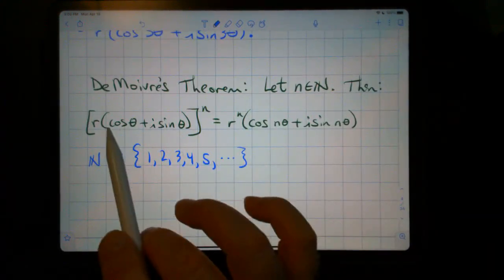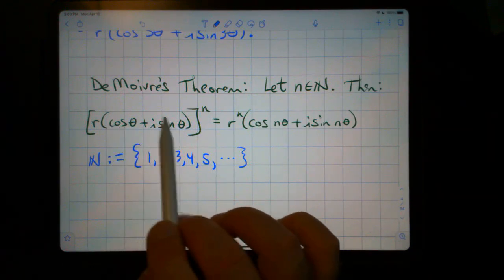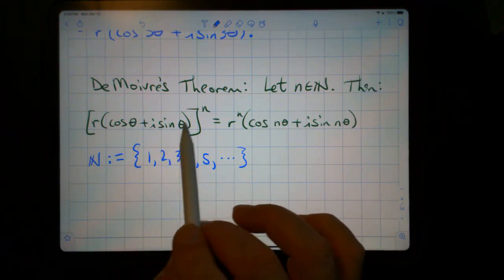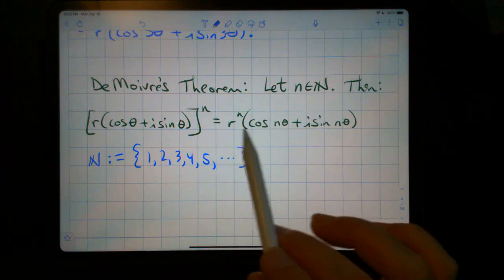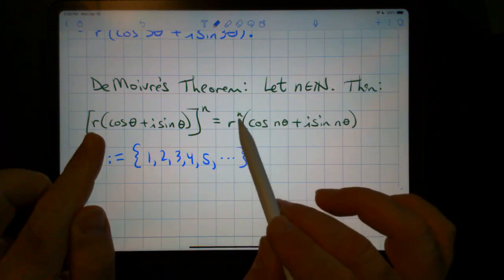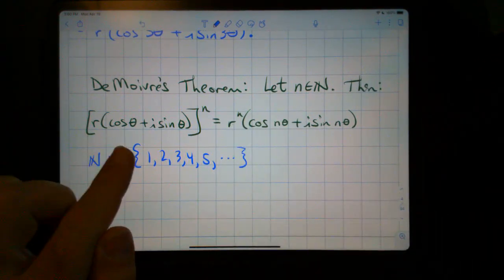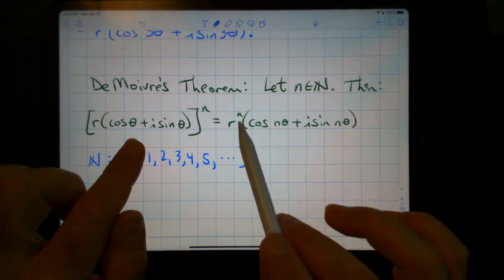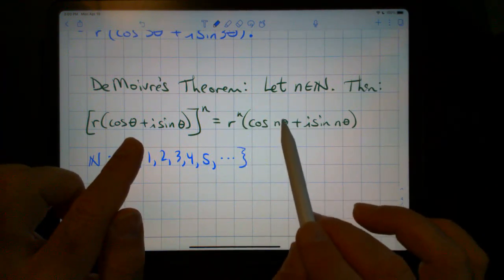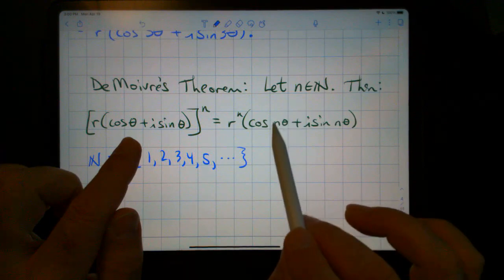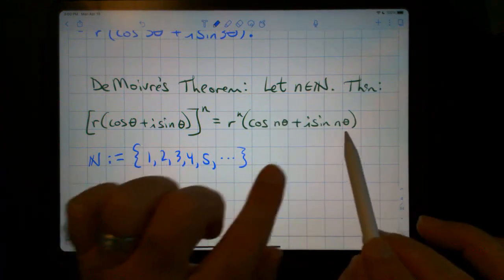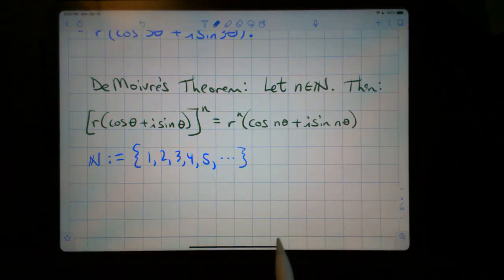So if that's the case, r times (cosine theta plus i sine theta) raised to the n exponent is equal to the modulus to the n exponent, and then cosine of n times your angle plus i sine of n times your angle.